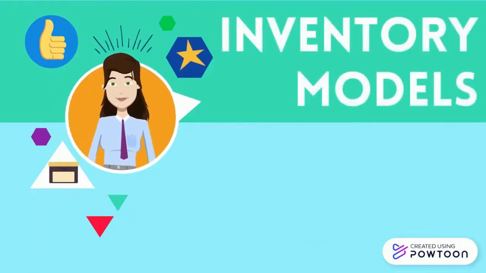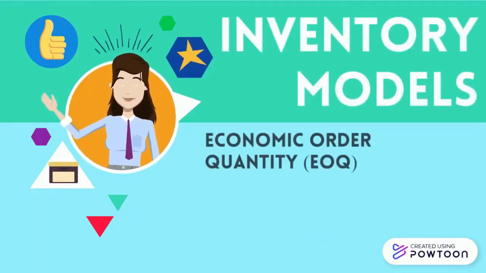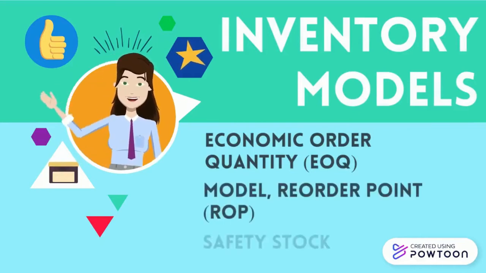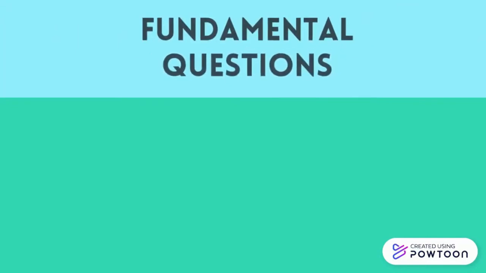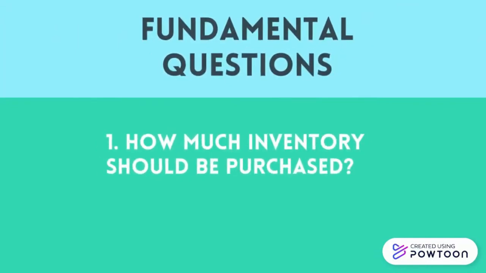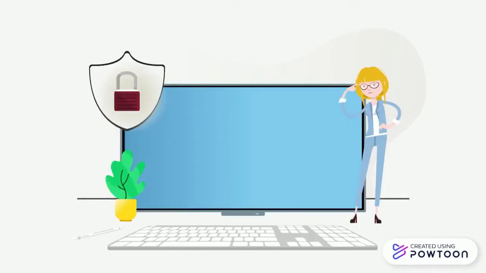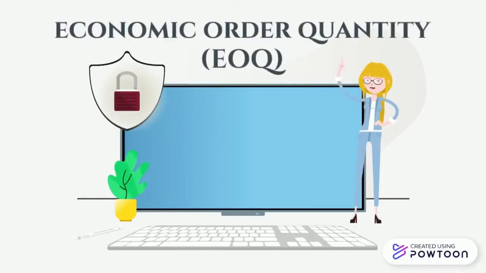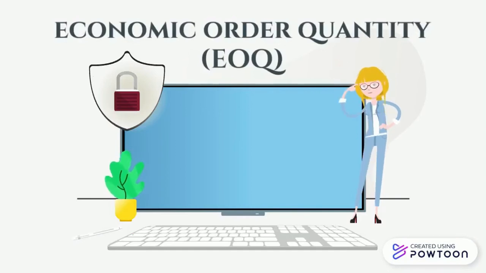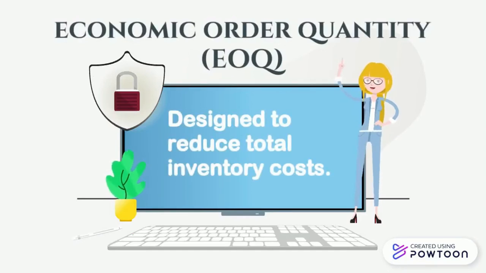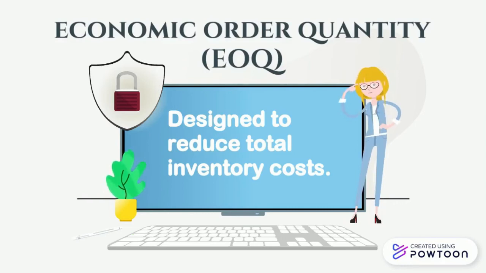There are different models in inventory: the economic order quantity model, reorder point, and safety stock. These models use two fundamental questions to achieve the objective. First is how much inventory should be purchased. Second is when should inventory be purchased. To answer the first question, let's proceed to the first inventory model, the economic order quantity. This is designed to reduce total inventory costs. This model, however, is based on simplifying assumptions that may not reflect the economic reality.